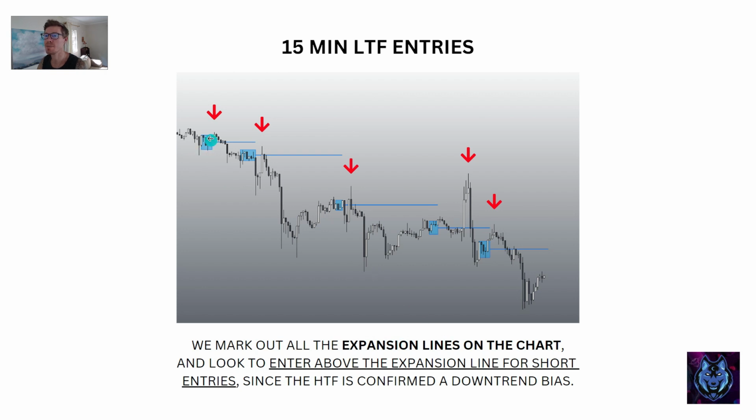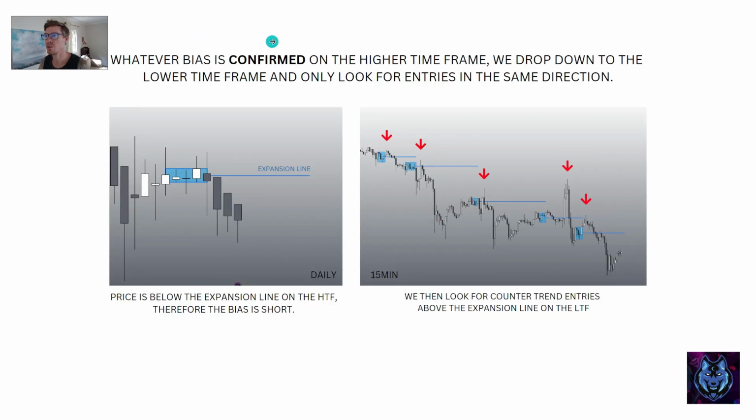So as you can see, we get our expansion boxes, price breaks above it, and we look for a short entry. Expansion box, price breaks above it, we look for a short entry. Price breaks above it, short entry, and short entry. Whatever bias is confirmed on the higher time frame, we drop down to the lower time frame and only look for entries in the same direction.